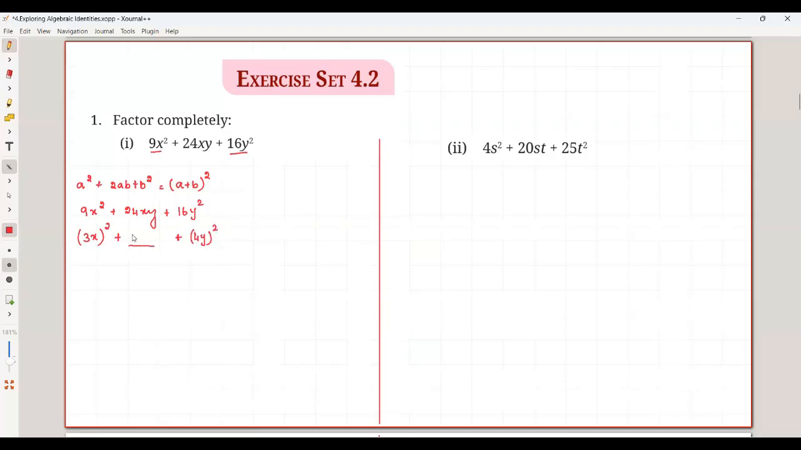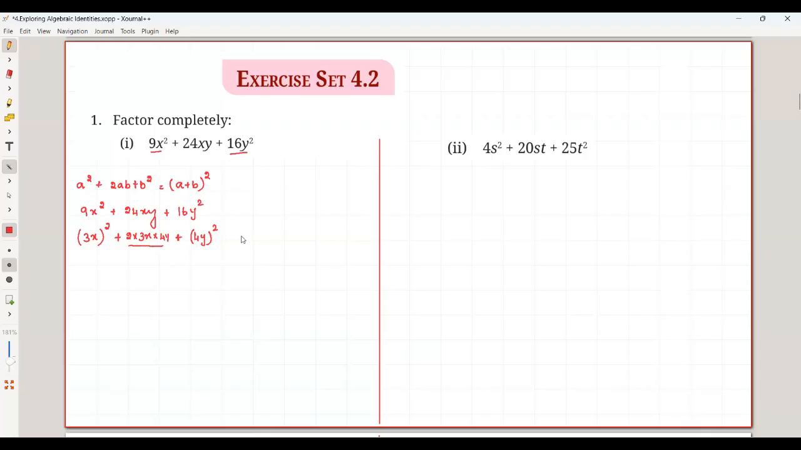We got what is a and what is b. From this itself I can find the answer: 3x plus 4y the whole square is the answer. Anyway, we have to check the form of 2ab. 2ab means just write 2 into the a value, 3x, into the b value, 4y. That's it. So therefore we can write the answer.